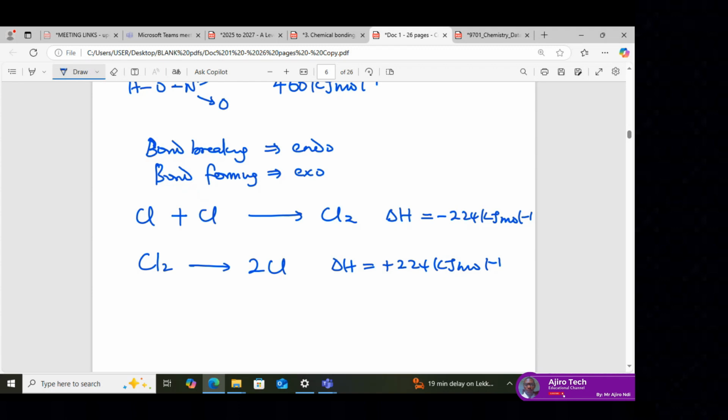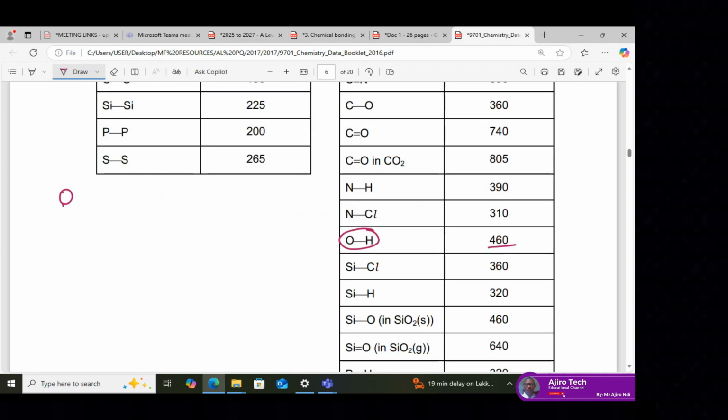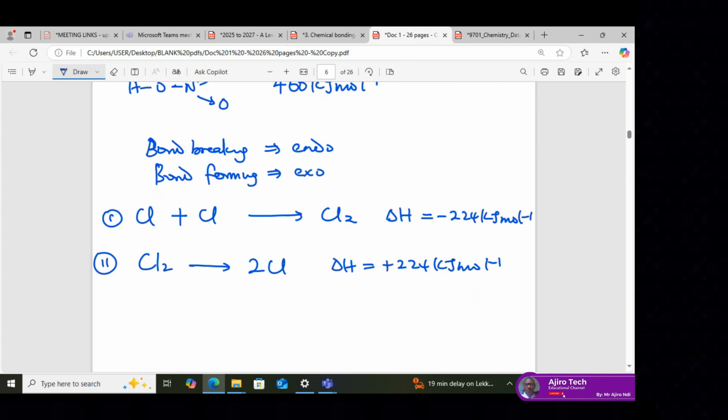Which one represents the bond energy, the first or the second? Come back here and read the bond energy definition. Bond energy is the energy required to break one mole of bonds. So which one represents it? This is the bond energy. Do you agree? Breaking of bond is bond energy, not forming of bond.